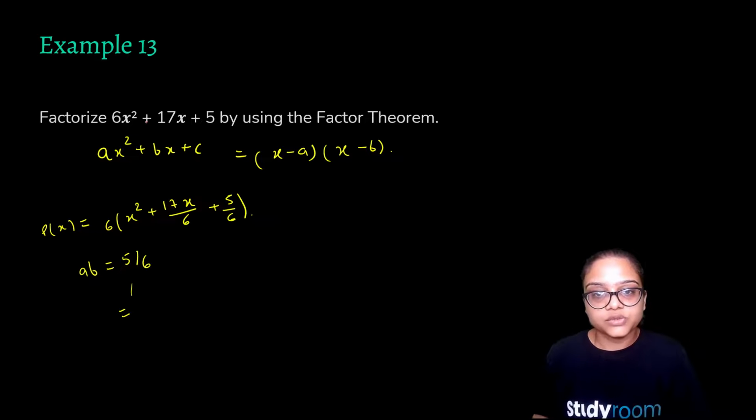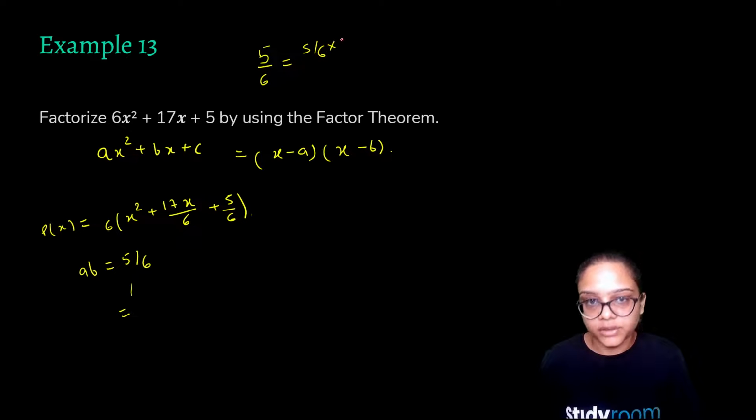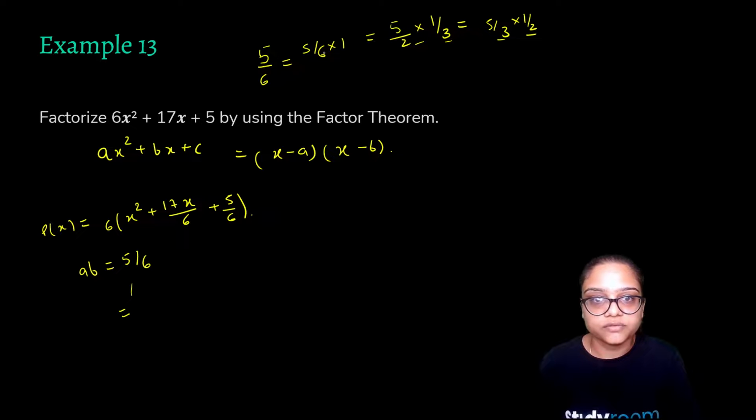Okay, so I'll just factorize it here. I hope it's visible to you. So 5 by 6 can be written as 5 by 6 into 1, or as 5 by 2 into 1 by 3, or as 5 by 3 into 1 by 2. So there are multiple factors: 1, 2, 3, 4, 5 and 6, and their negatives also will be counted because it's x square. So we're going to check for what values it's giving 0.